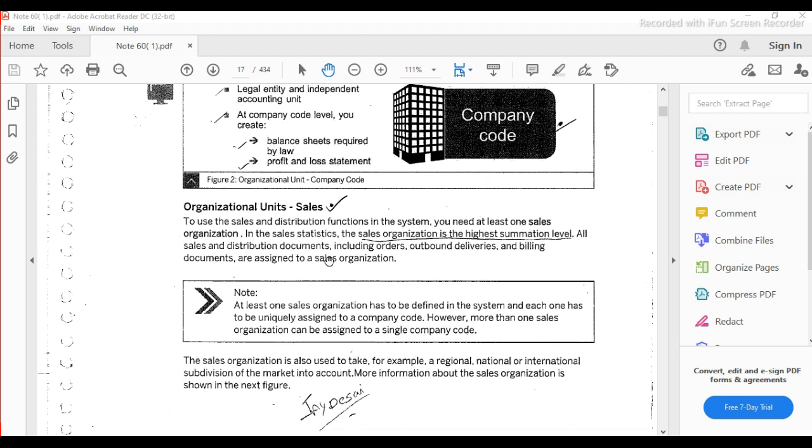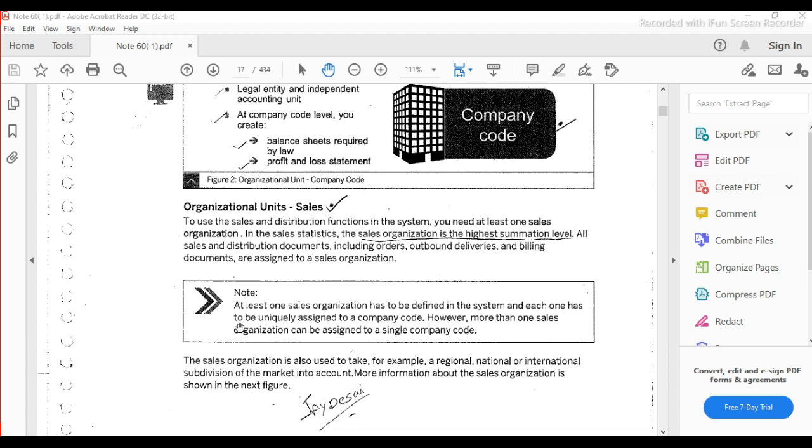All the sales and distribution documents, including the order, the delivery, and the billing documents, are assigned to a particular sales organization. If you want to create an order, you need to enter the sales organization for which you are going to create the order. That we will see when we create the order, delivery and billing. Outbound delivery also needs to be assigned to a particular sales organization. If you are creating an order for a particular sales organization, indirectly it will also be responsible for creating the outbound delivery for that sales organization only. Similarly, it is the same for the billing document.